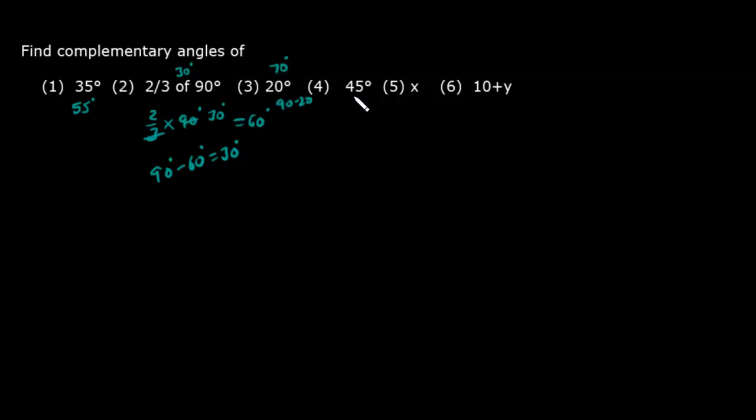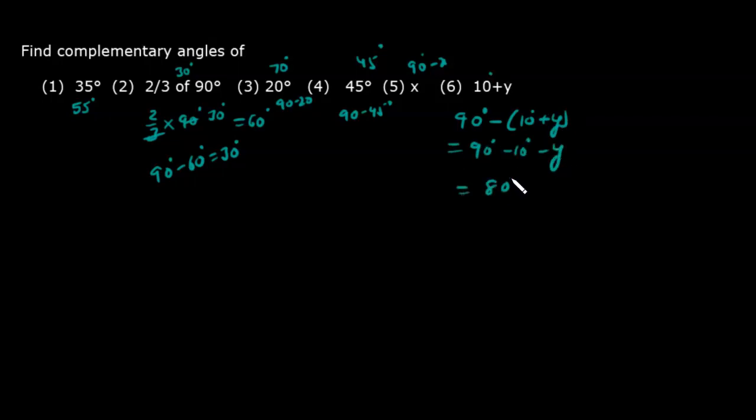Now the complementary angle of 45 degrees is 90 minus 45 degrees, so 45 degrees. For angle x, the complementary angle will be 90 minus x. For this angle, this is 90 degrees minus (10 degrees plus y). Now this is equal to 90 degrees minus 10 degrees minus y, or 80 degrees minus y. So the answer is 80 degrees minus y.